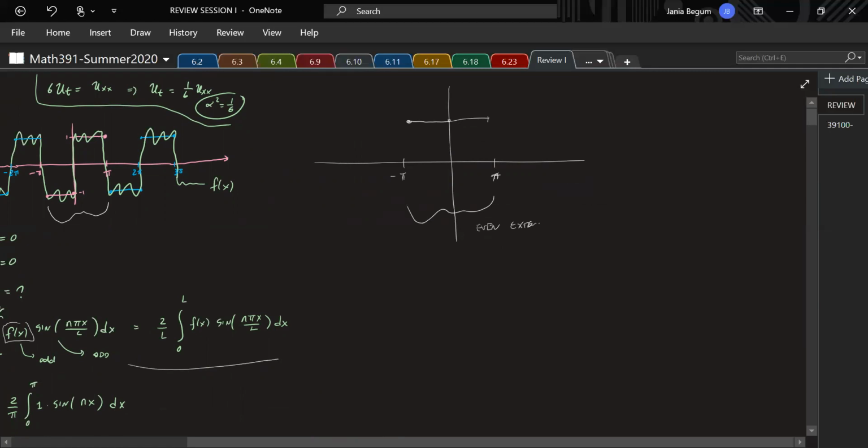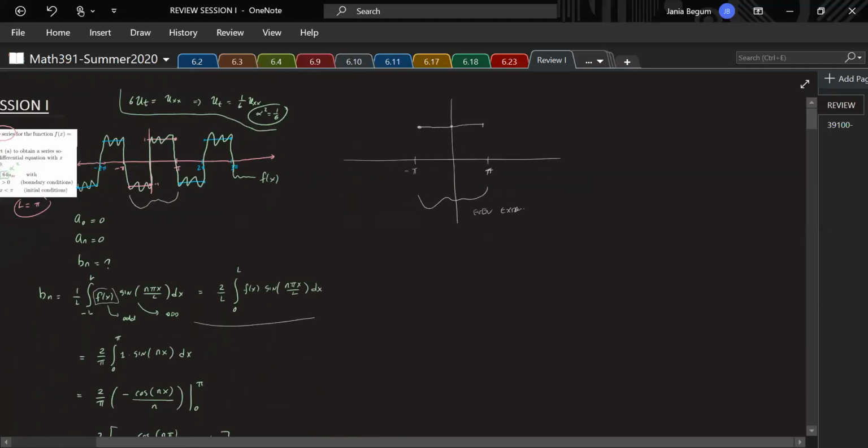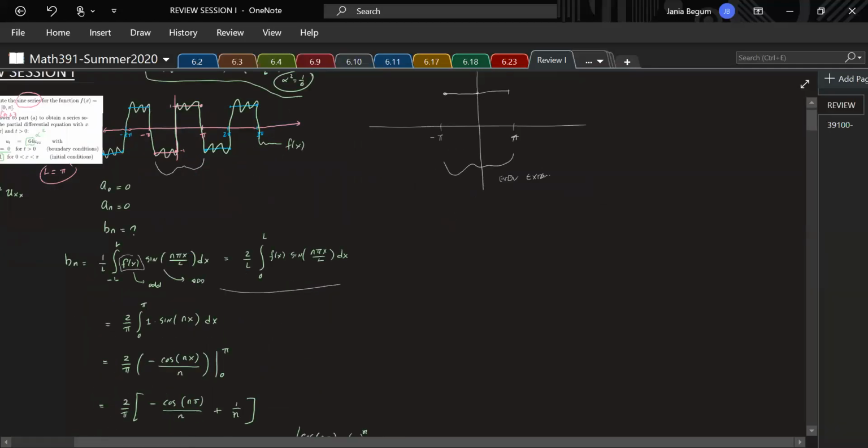Okay, so I see. So every time you do an odd extension, it's automatically going to be an odd function, and then you're going to multiply by sine, which is going to give you an even function to integrate, right? Yep. So this would happen all the time if you're doing an odd extension. All right, thank you. I got it.